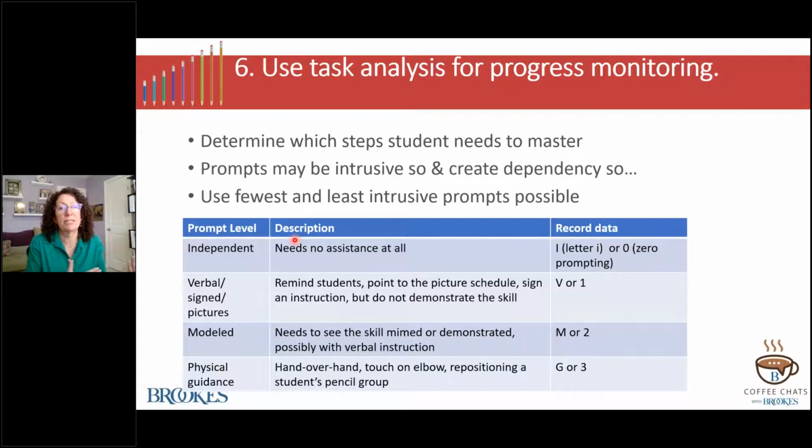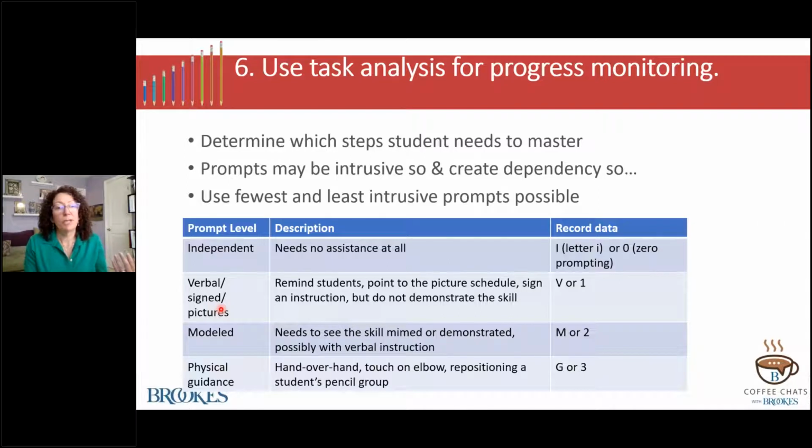We're looking for independence. So we want to use the fewest and least intrusive prompts possible. When a child is independent, they don't need any assistance at all to do that step. So you can record that on your data sheet, which I'm going to show you on the next slide, with the letter I or the number 0.